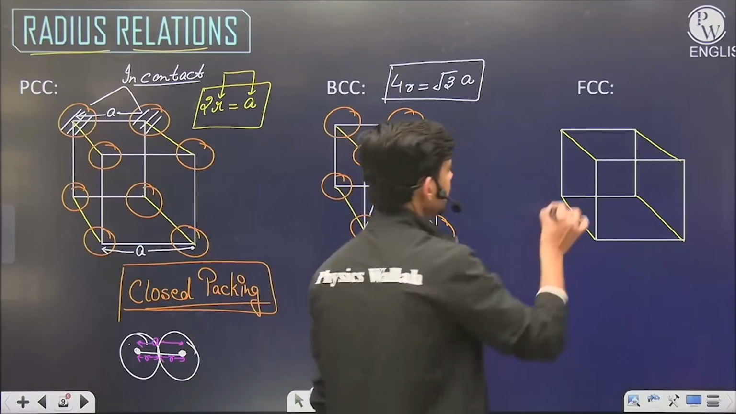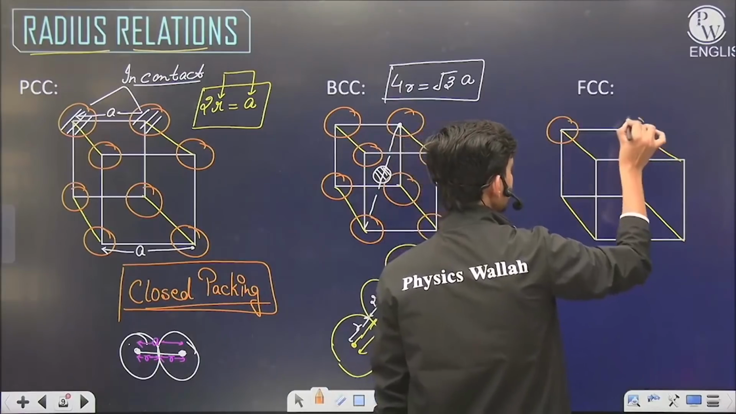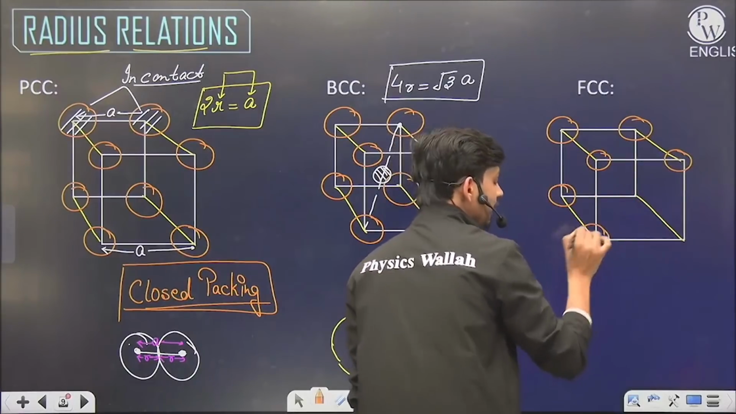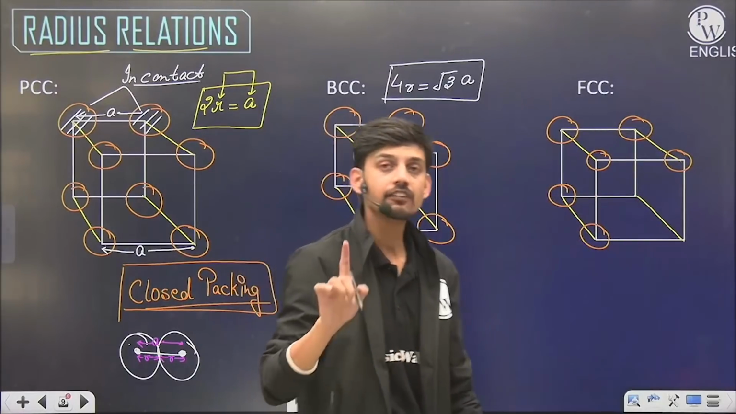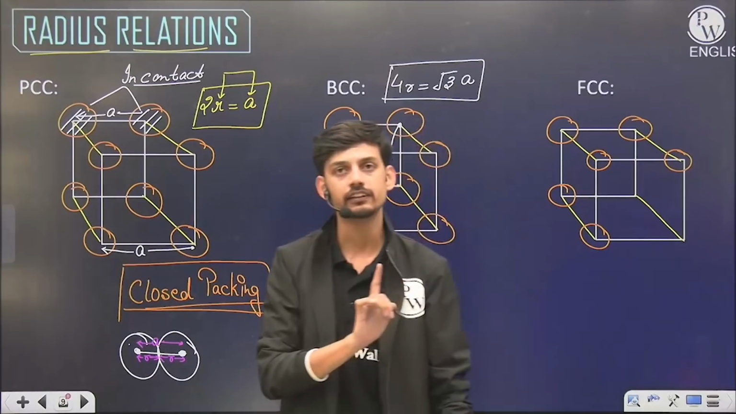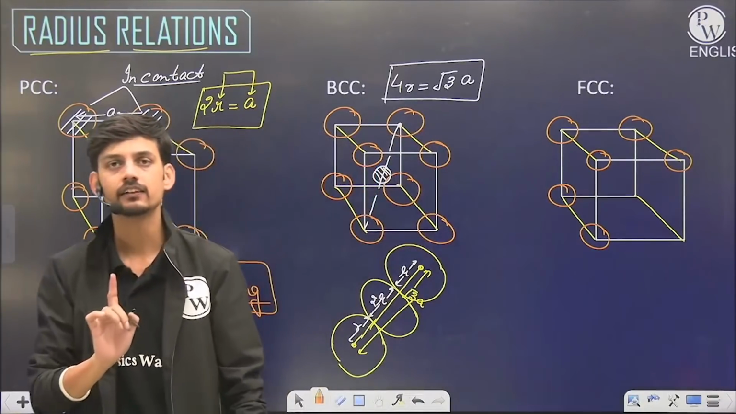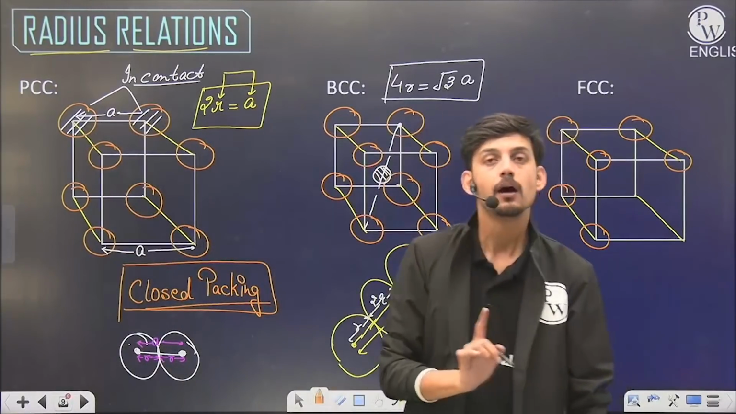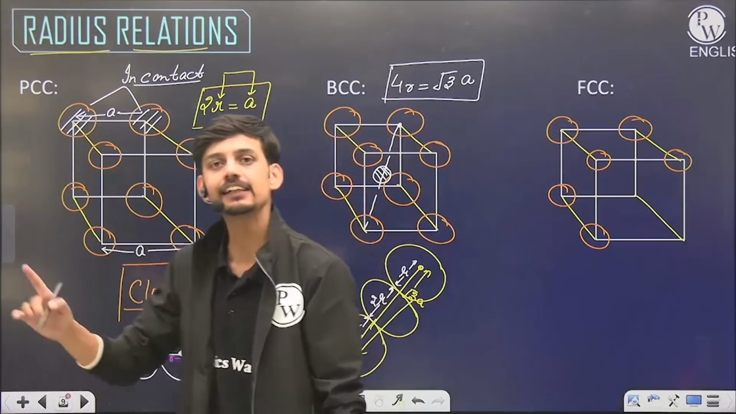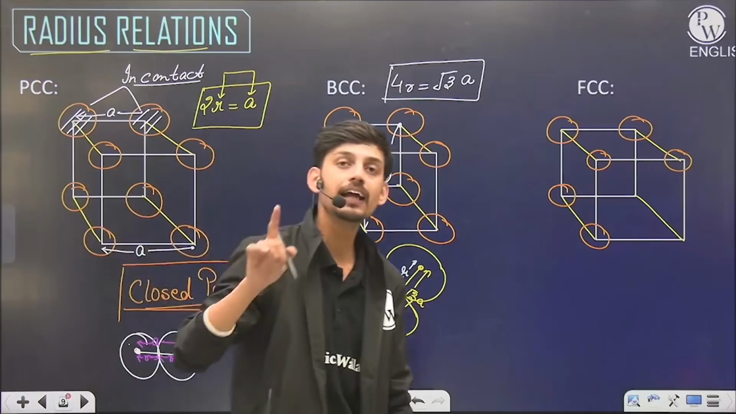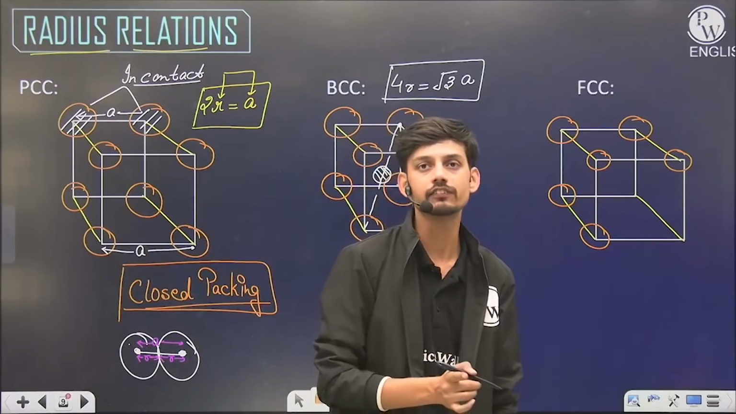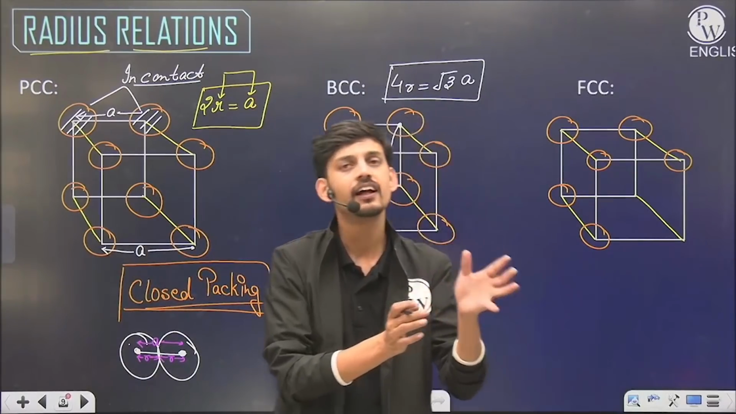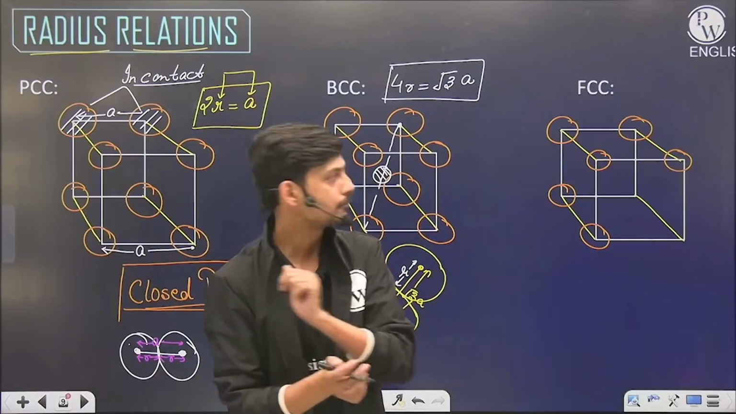And for FCC, the atoms will be at corners. Always remember this beta, that face center is different and face centered packing is different. If a question says face center, then we will assume the atom to be present only at the center of faces. But if the question says face centered packing, then the atoms will be at the corners as well as the center of faces. So face center has a slightly different meaning from face centered packing.